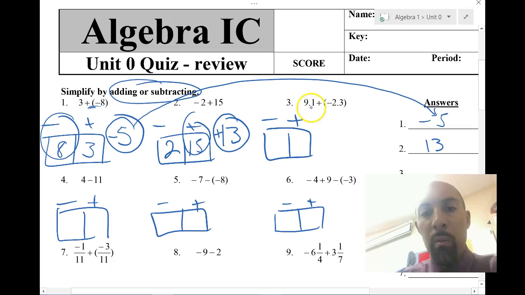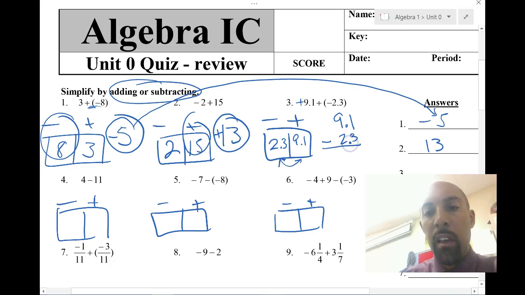You have 9.1. That one is plus. Remember, nothing there. It's plus. So 9.1. And then 2.3 is minus. So that goes here. 9.1 and 2.3 are in different boxes. So that means we're going to subtract. Remember, when we subtract decimals, bigger number on top, smaller on the bottom. And make sure the decimals are right on top.